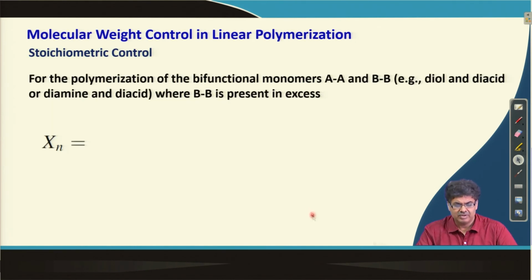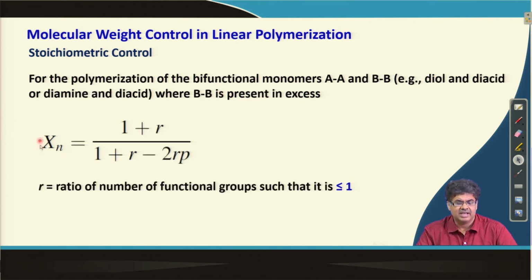I am not going to derive this expression. The simplest case is where we have A and B types of monomers, with A and B functionality, and where BB is in excess. I am just writing this expression, as it is not simple to derive. You can refer to any textbook to find the derivation.